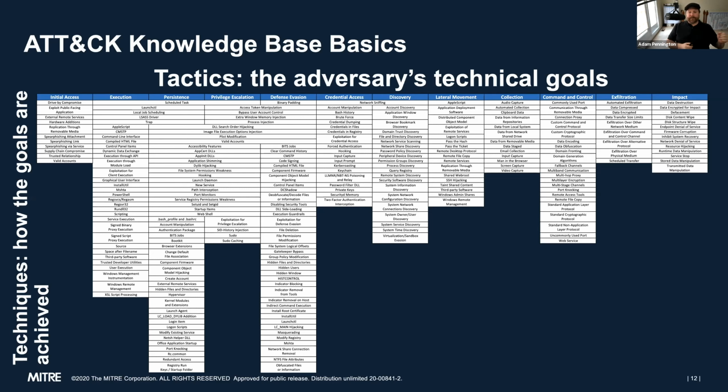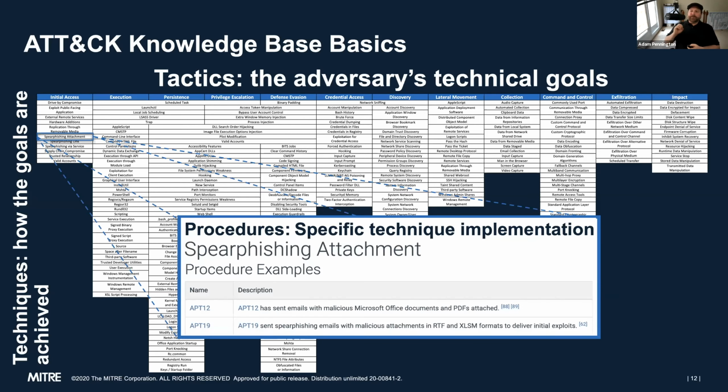Underneath each of these technical goals, we have the individual cells, and these are techniques. These are how the goals are actually achieved by the adversary. So instead of initial access, we have something like spear phishing attachment. Instead of impact, we have something like data destruction. Behind each of these techniques, if you're used to tactics and techniques, we've also got procedures. Procedures are the specific technique implementations that real adversaries have done. The information in ATT&CK is all coming from open source, freely available threat intelligence reporting. So instead of spear phishing attachment, we have something like APT12 has sent emails with malicious Office documents. So, a lot more specific implementations of a technique.